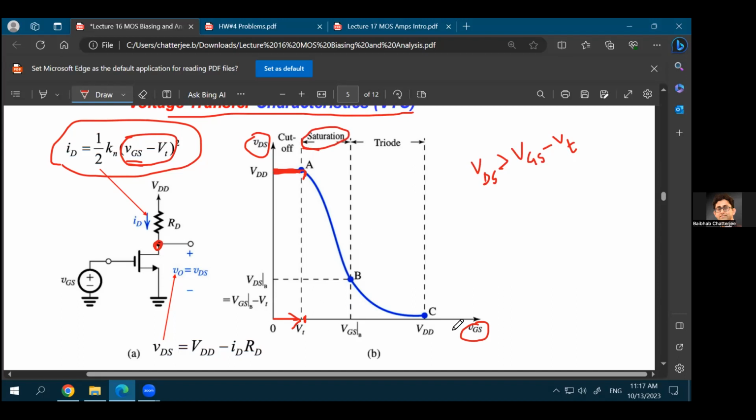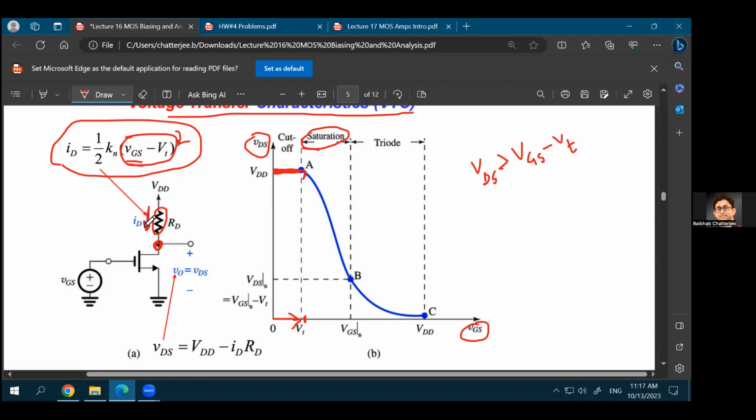As you are increasing your VGS, right after cutoff, you'll get your saturation region. And when you are in the saturation region, your current will keep on increasing as a function of VGS minus VT whole squared, correct? So as your current is increasing as a square term of VGS minus VT, you'll see a steep drop. You'll see a sudden drop in the output voltage because the current through the device keeps on increasing more and more, which means that the current through the resistance also keeps on increasing more and more. So the drop across the resistance keeps on increasing more and more. The drop across the device will keep on reducing more and more.